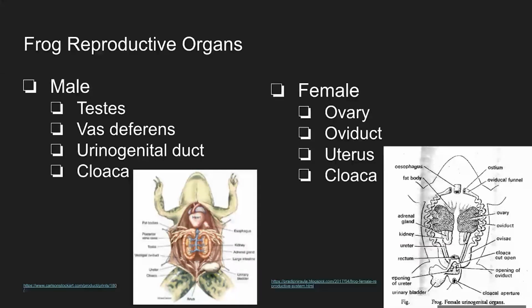In the females, numerous eggs are produced by the ovary, which are transported through the oviduct into the uterus and are expelled through the cloaca.